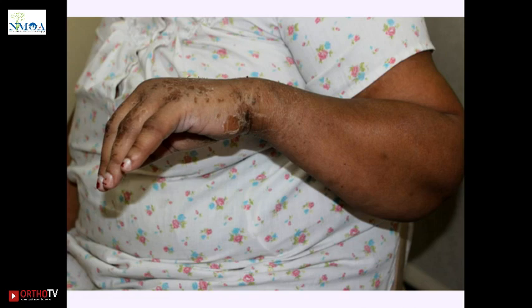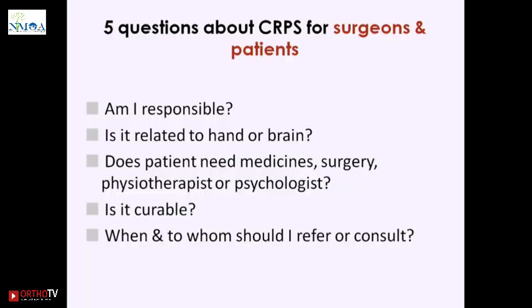Talking about complex regional pain syndrome, which is one of the commonest syndromes seen following a lower end radius fracture. This is a clinical picture of an old lady wherein, post lower end radius casting, she presents like this, wherein there is a swelling, there is shiny skin, inability to flex the fingers.